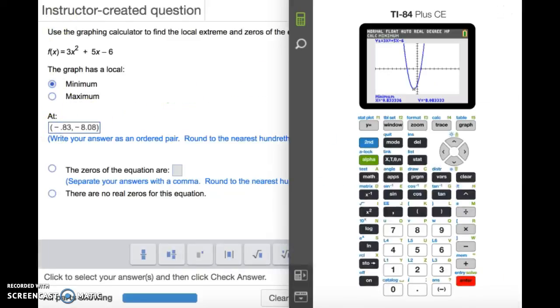And now that I have that minimum point entered in, I need to work on finding the zeros of the equation. And again, as I said before, the zeros are where my graph crosses the x-axis. So I actually have two zeros. One of them's here, and one of them is over here.